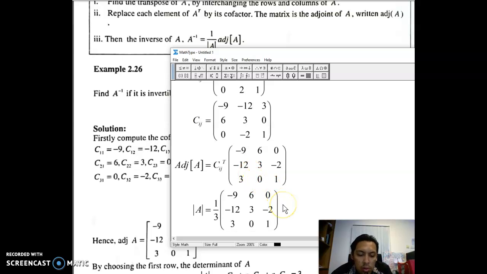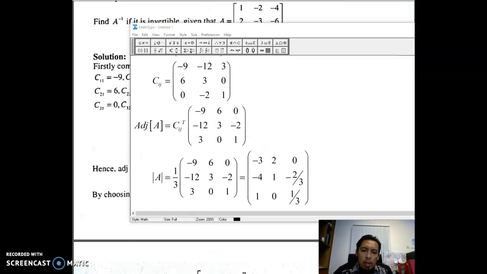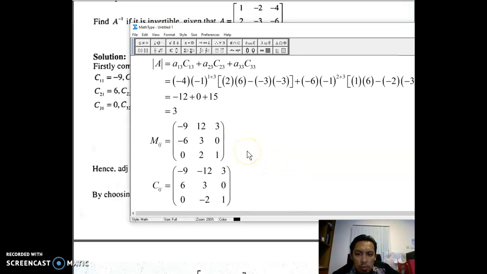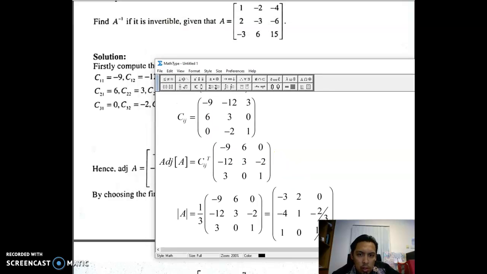So the next thing to do is just to multiply each of these elements by 1 over 3, just like scalar multiplication in matrices. Okay, and this is the answer. So 1 over 3 times negative 9, you'll get negative 3, and so on and so forth. So this is the inverse of our 3 by 3 matrix, right? So that is how to do it through the cofactor method.